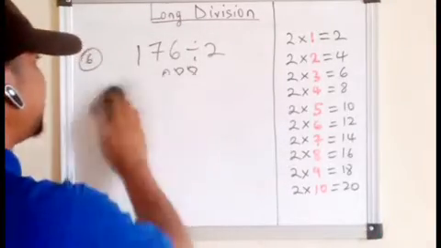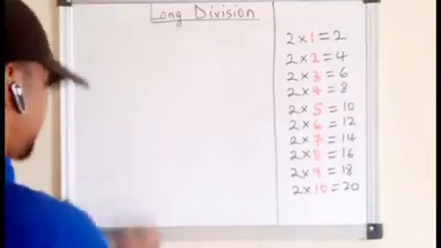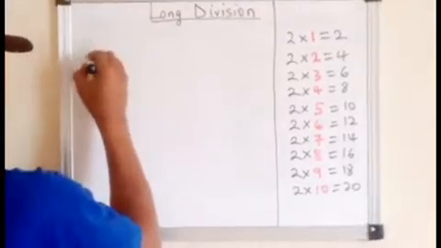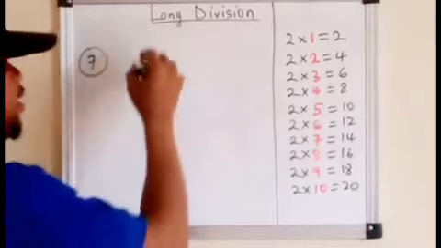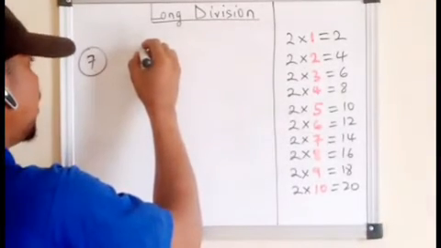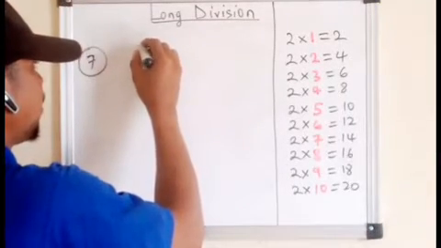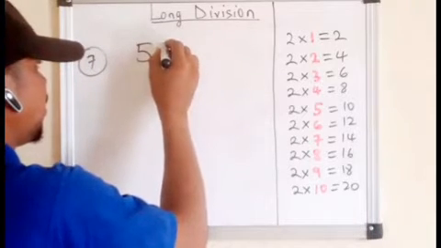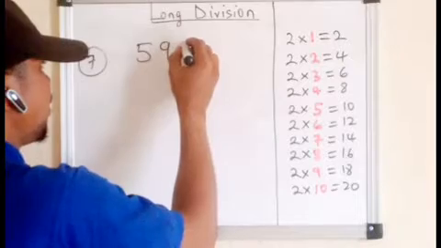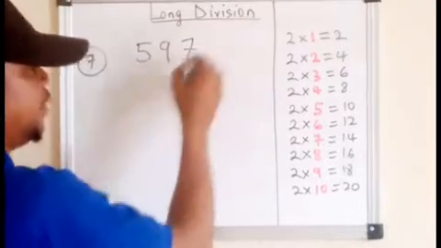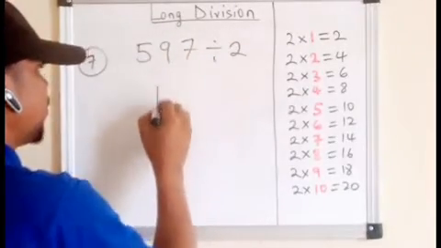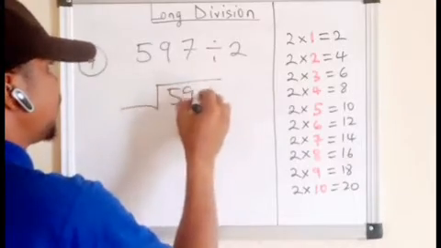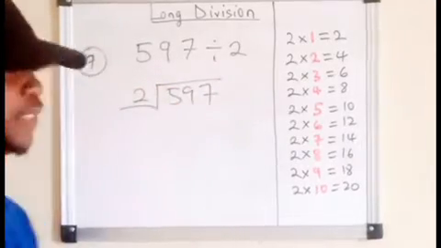The first 0 here does not change the number, so the real answer is 88. And that is it. So finally, let's see number 7. If we are dividing something like 597 divided by 2, this is what we do.